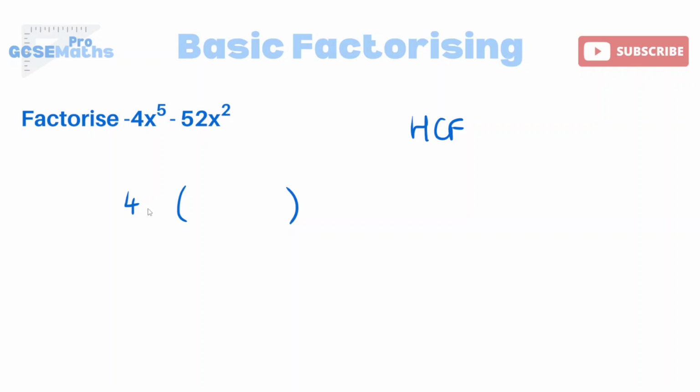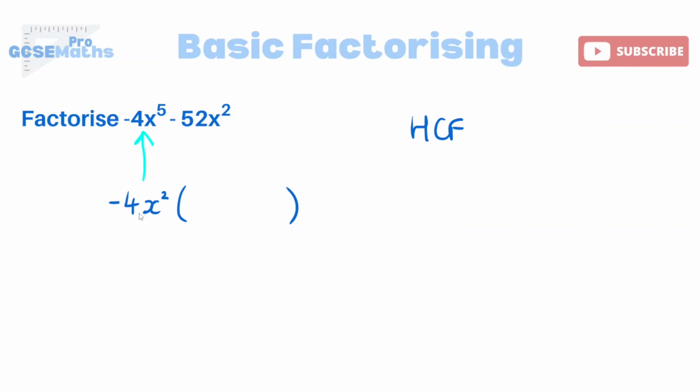So the highest common factor is going to be your lowest power. So x to the power of 2. Now, there is actually one more thing we can pull out. As you can see, they are both negatives. So I am actually also going to pull out the negative. So my highest common factor is minus 4x squared. And then our process begins again.